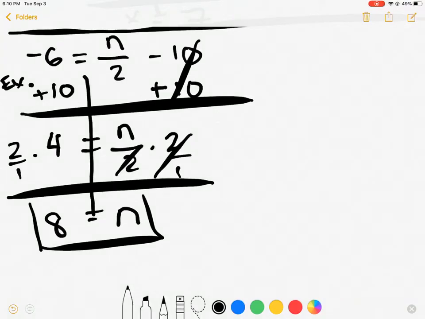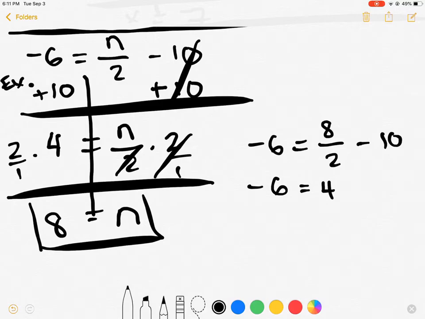One last thing, we can always check our solution to our equation by substituting it back in. Our original equation was -6 is equal to your variable n divided by 2 minus 10. In this case, our solution for n was 8. So we can divide that by 2, subtract 10 from it, and see if we get -6. 8 divided by 2 gives you 4. If you subtract 10 from 4, you do in fact get -6. So this is a true statement, and that means that our solution is the correct one, and n is equal to 8.